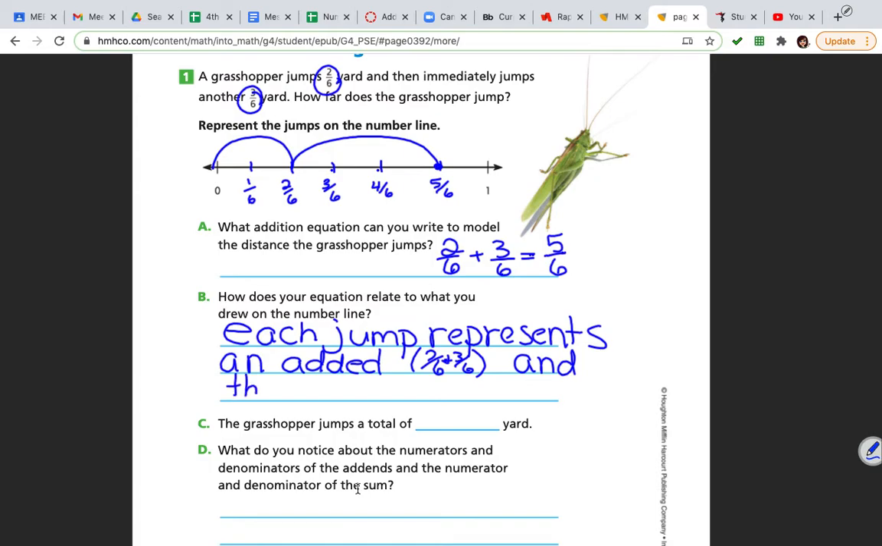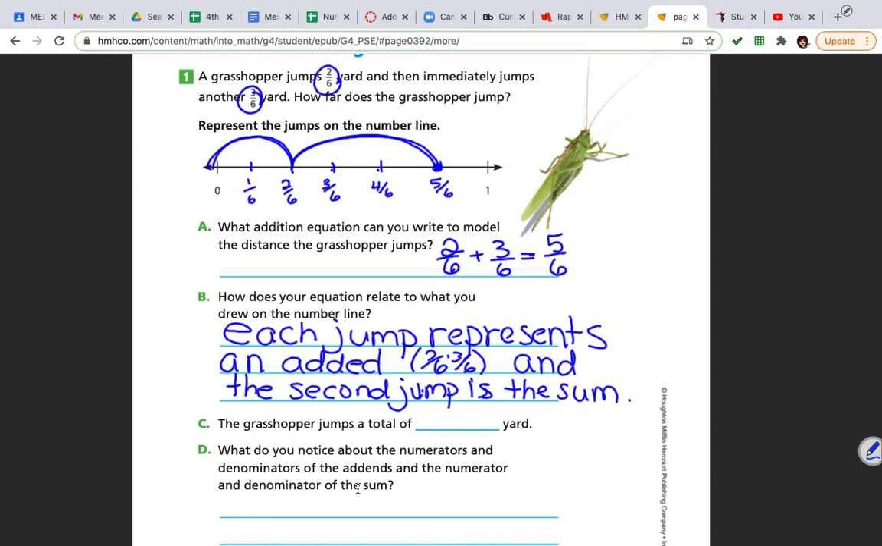And the second jump is the sum. So the second jump right here, jump 1, jump 2, the second jump is the sum of our add-ins. 2/6 and 3/6 are our add-ins.